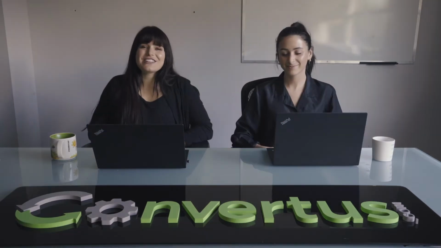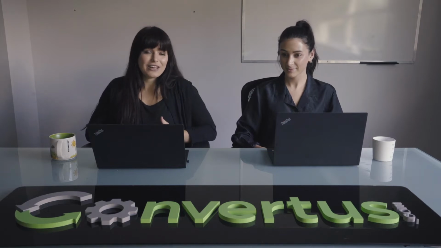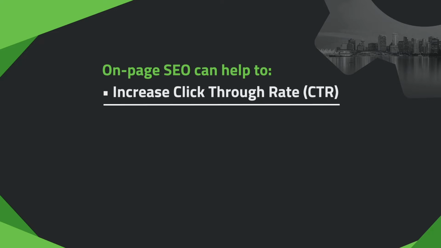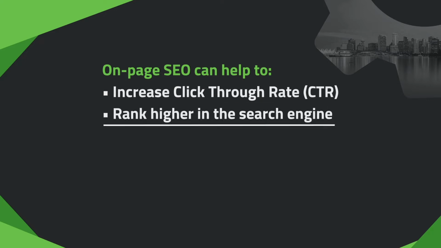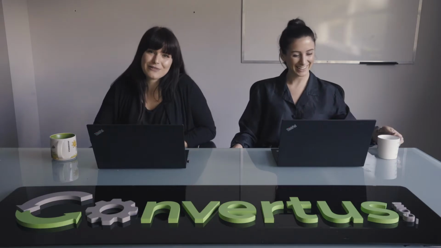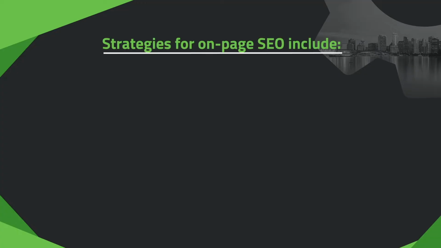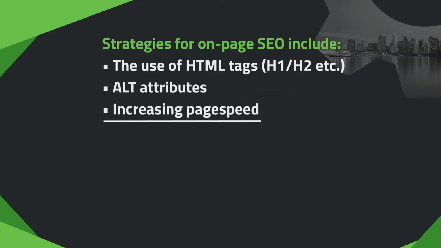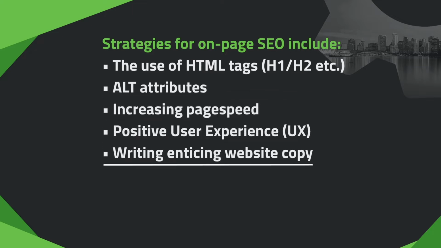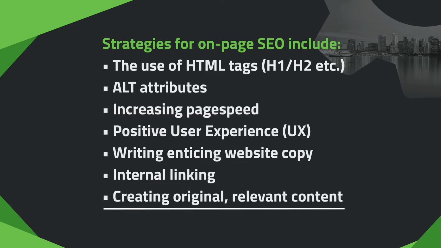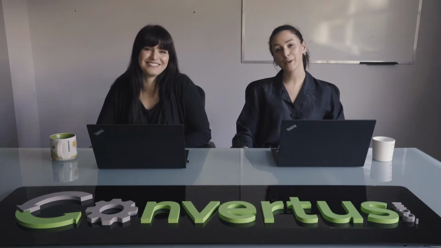I'm Angela. On-page SEO is generally what we think of when we think of SEO. It entails optimizing individual pages on the actual website itself to increase your click-through rate, rank higher in the organic section of Google, get to the first page, and increase your relevant website traffic. Some strategies include HTML tagging, alt tags, increasing your page speed, general positive user experience, or UX, writing enticing copy, including lots of keywords, internal linking, and writing original relevant content. That is a lot of stuff, but we're going to break down some of those things for you.